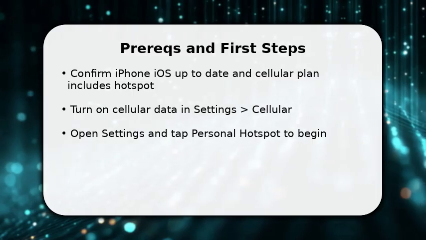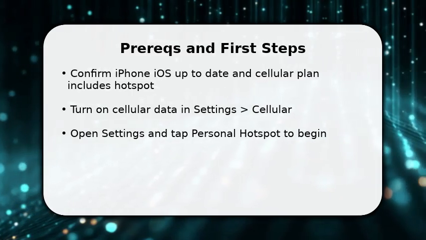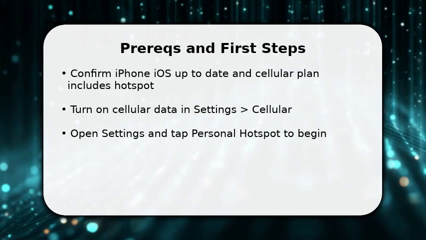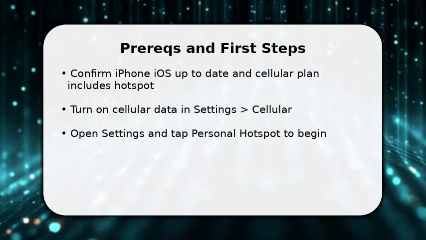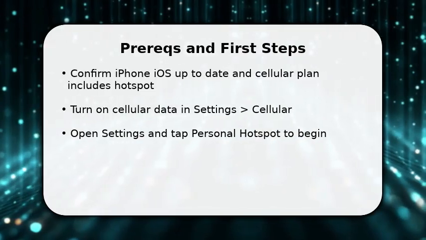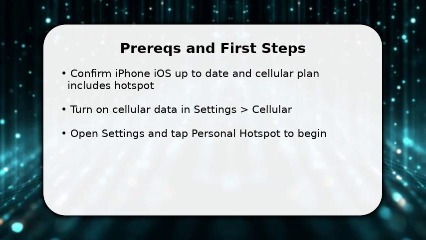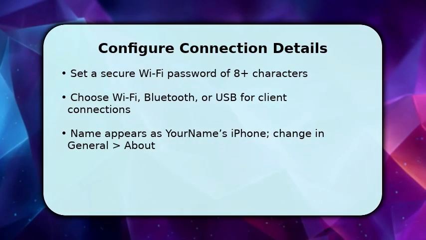If prompted, note or edit the Wi-Fi password. You'll share this with other devices. Make sure Wi-Fi and Bluetooth are enabled for easiest connection, or prepare to connect via USB if you prefer a wired link. Once the hotspot switch is on, configure how devices will connect.